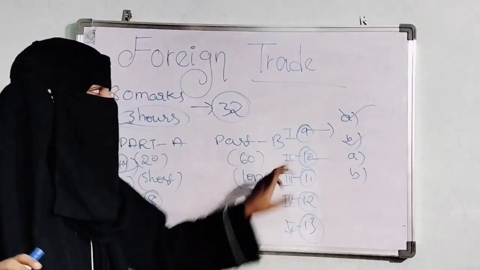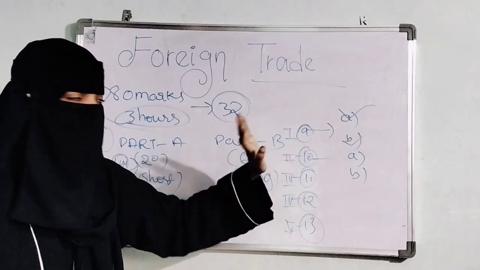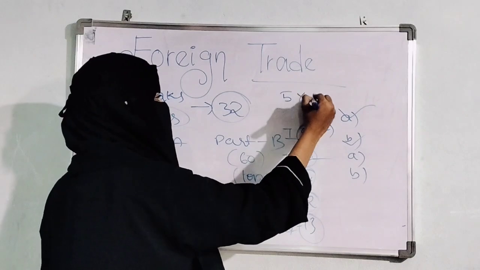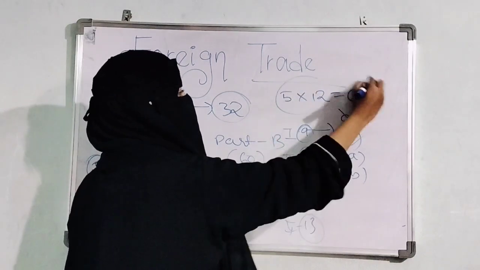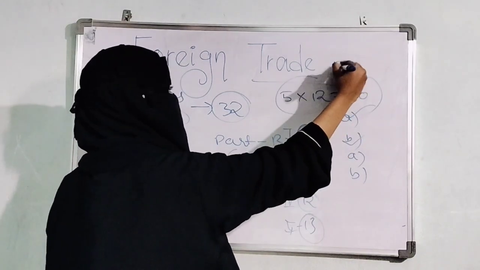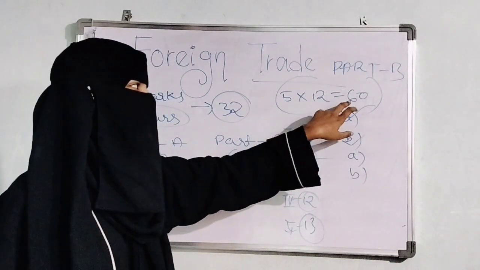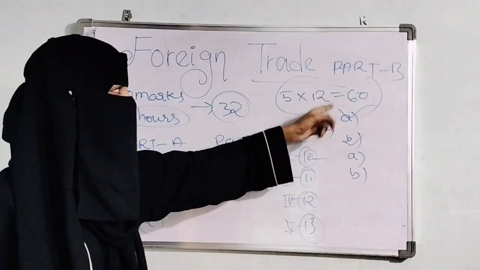Here you need to attempt any one question, so 5 questions you will attempt here. 5 into 12 equals 60. In part B, you will have 60 marks. You need to attempt 5 questions, and you will get 60 marks.